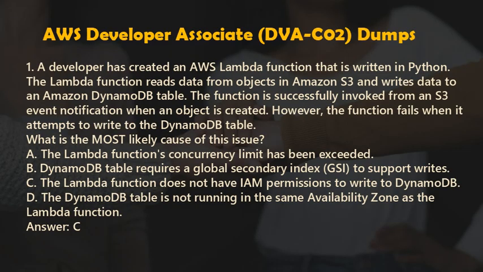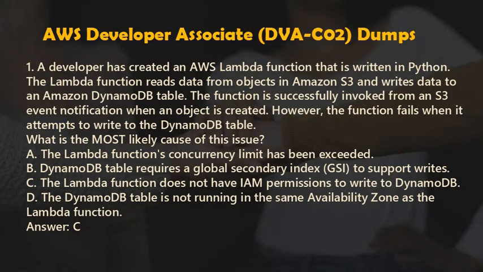1. A developer has created an AWS Lambda function that is written in Python. The Lambda function reads data from objects in Amazon S3 and writes data to an Amazon DynamoDB table. The function is successfully invoked from an S3 event notification when an object is created. However, the function fails when it attempts to write to the DynamoDB table. What is the most likely cause of this issue?